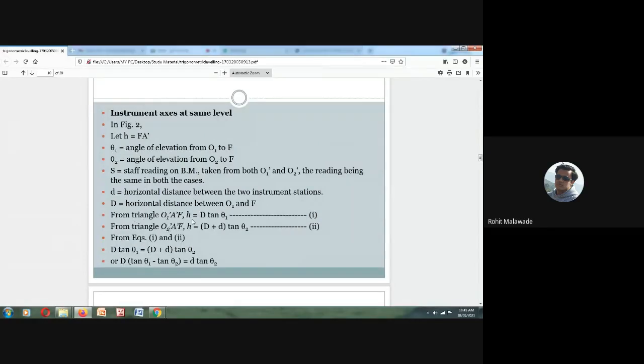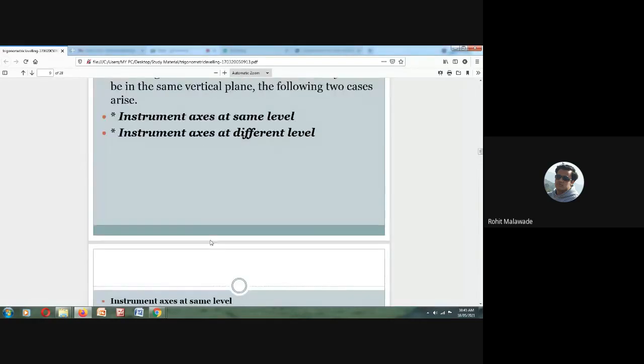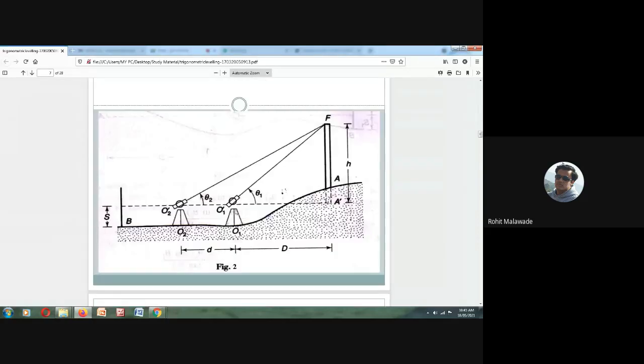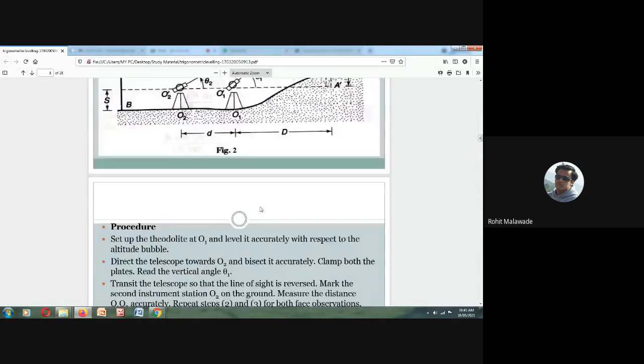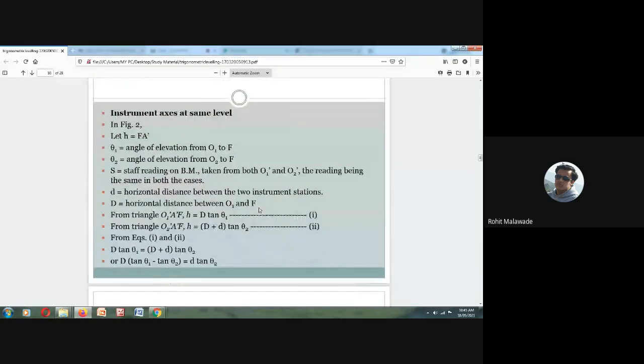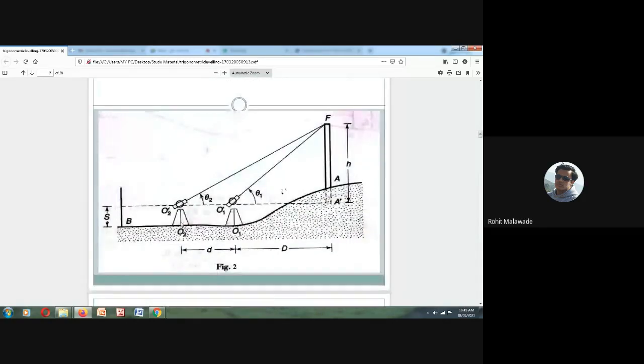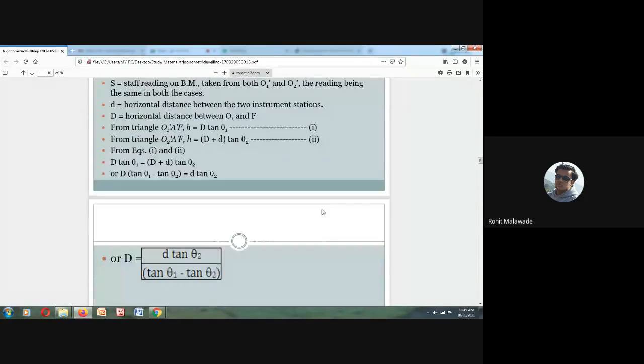From the triangle O1 AF, this H you can calculate using the formula. H is equal to D tan θ1. From O2, you can calculate the distance. From this you can calculate this particular height. That is, you can calculate it by d plus D tan θ2.